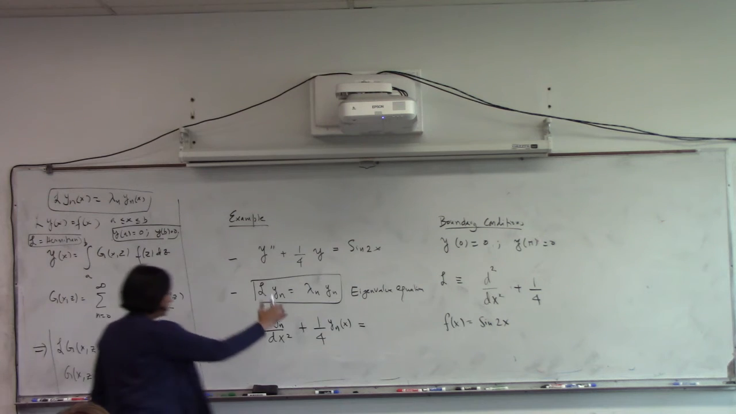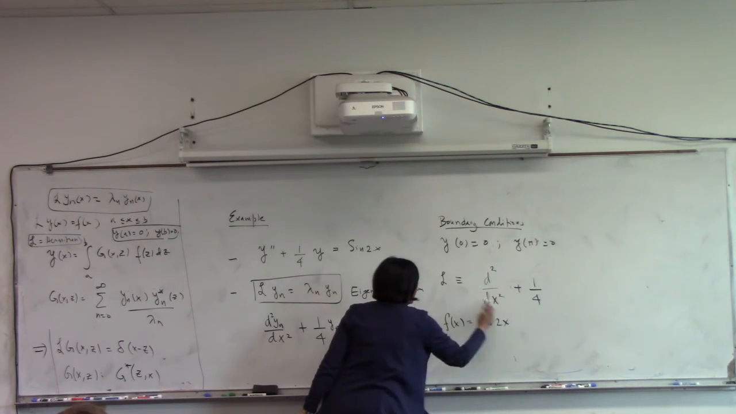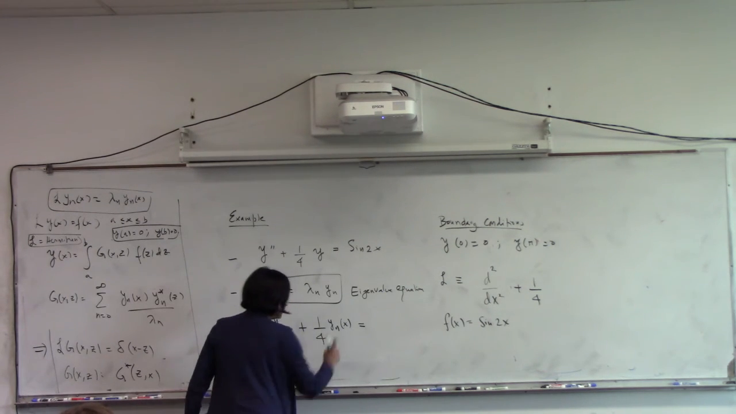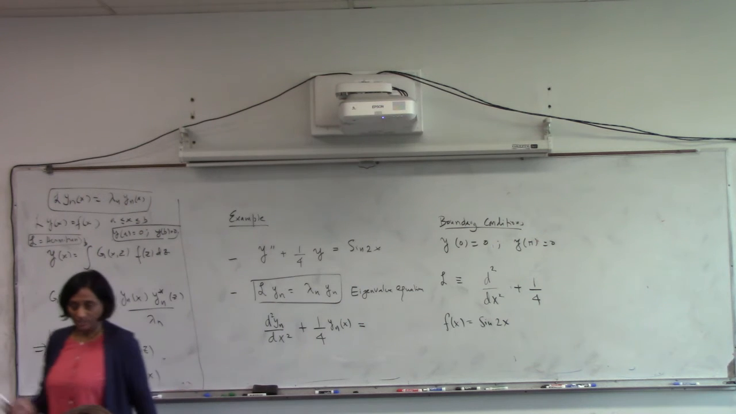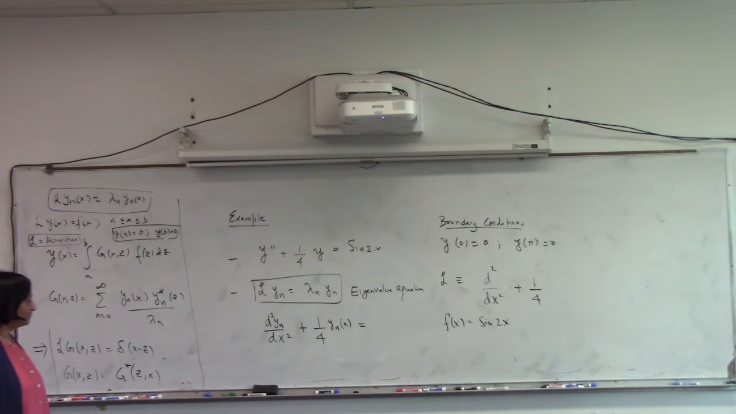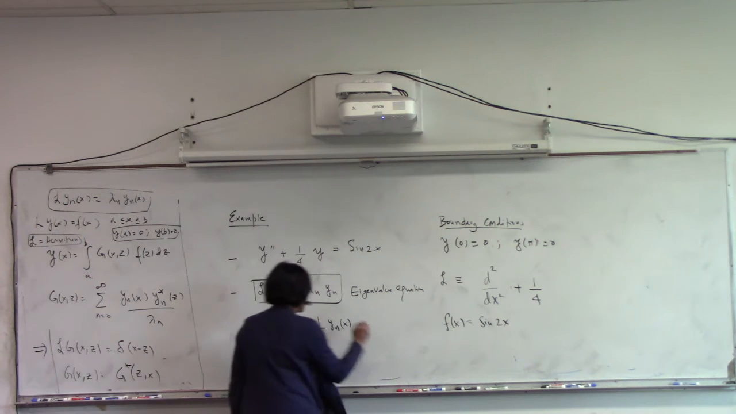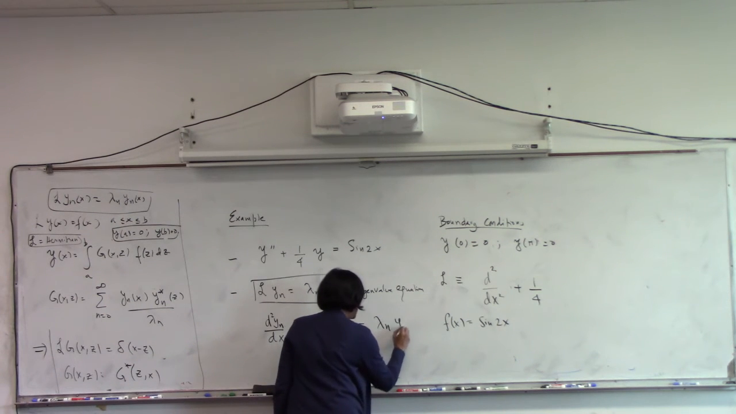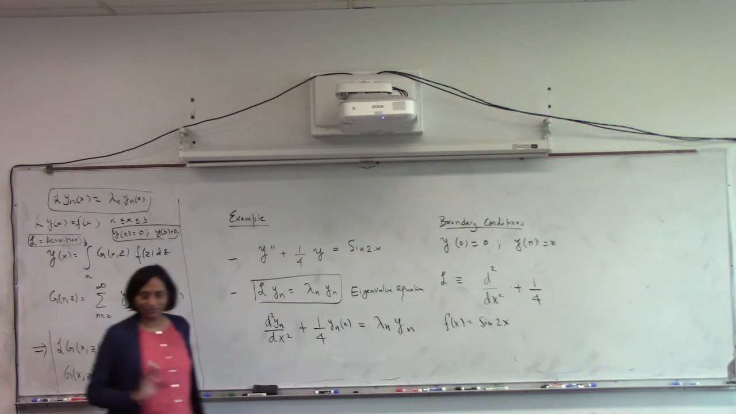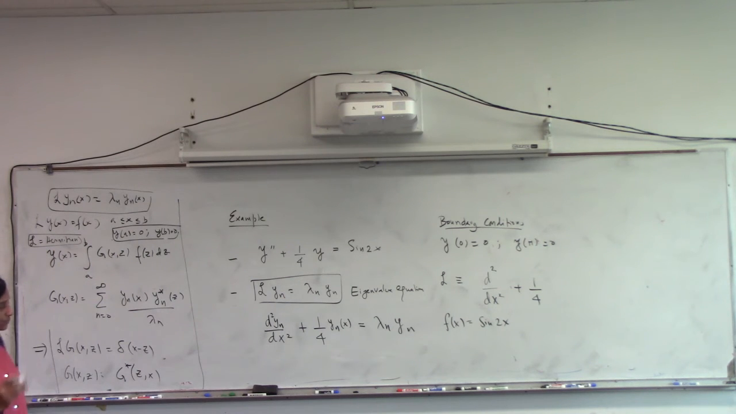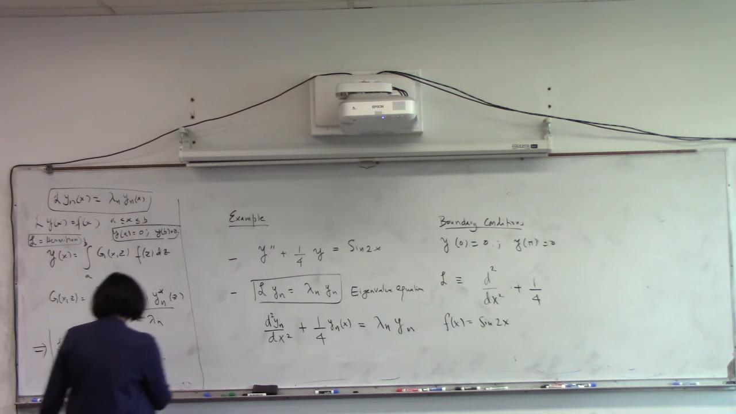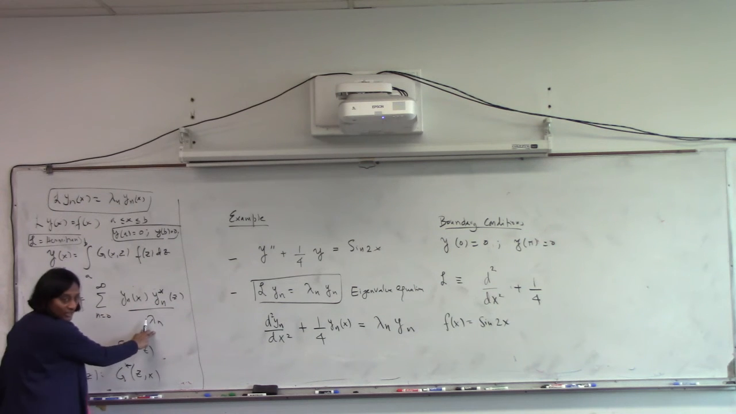What is my right-hand side? Because this is your L operator, right? L operator operating on the eigenfunction corresponding to that linear operator. Then what's the right-hand side? Lambda n y n. So I'm right. So I have to solve this differential equation to evaluate what is y n and what is lambda n. If I did that, then I can construct my Green's function.